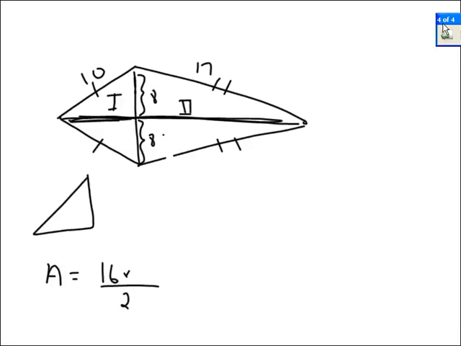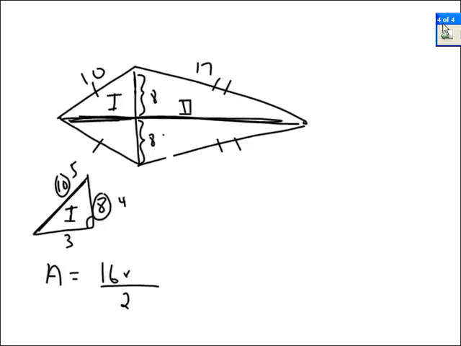Well, in triangle 1, we have 8 and 10. Well, divide this by 2, you get 4. Divide this by 2, you get 5. It's a right triangle. In fact, with the smaller numbers, it's a 3, 4, 5 right triangle. Make sure the hypotenuse is the longest.